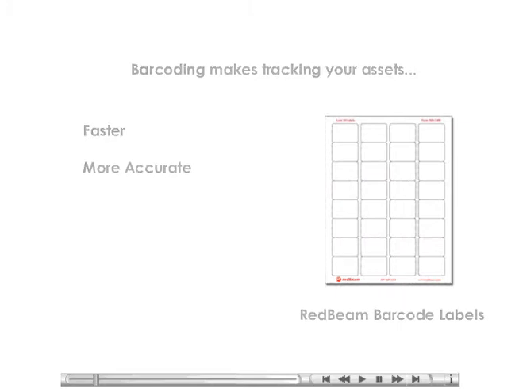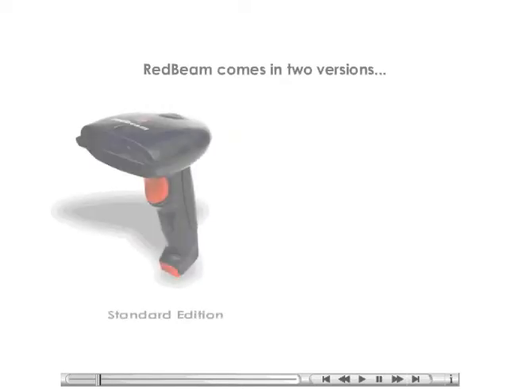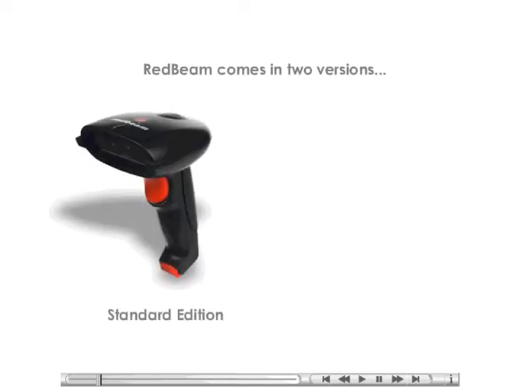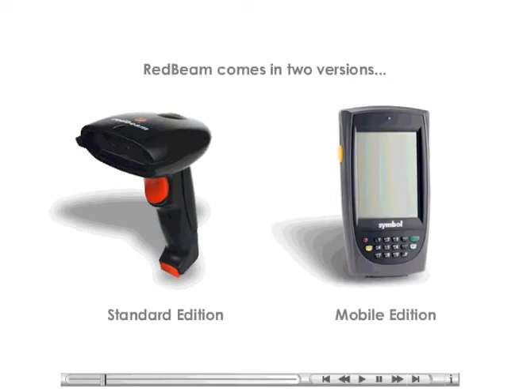RedBeam asset tracking software comes in 2 versions. With a standard edition, you can use barcoded count sheets to take an audit inventory and use a cabled barcode scanner to scan data at your PC workstation. With a mobile edition, you can use a mobile barcode scanner to take your audit inventory, to receive new assets, or update information wherever assets are found.